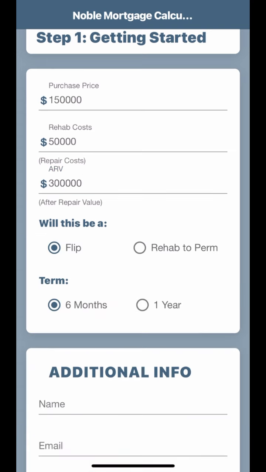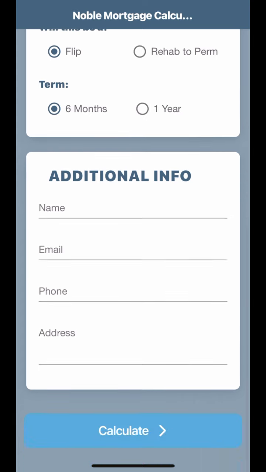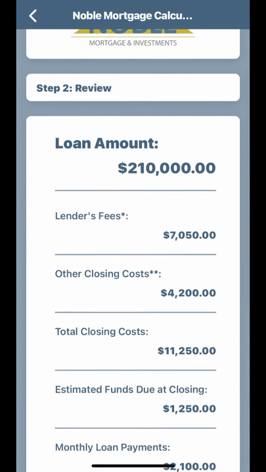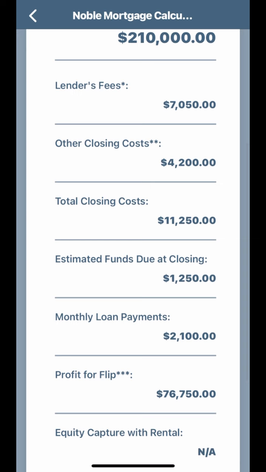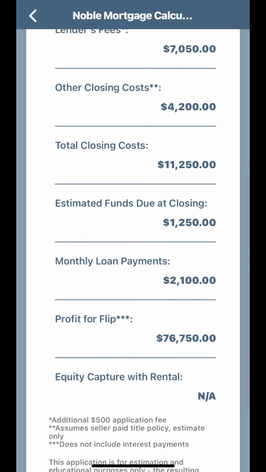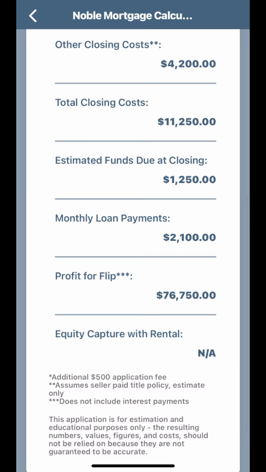I'm going to keep this on flip on a 6-month loan. You can put your information in these lines, and then you hit calculate at the bottom. Now you see all the numbers that it spits out. We have our loan amount, we have our lender fees, other closing costs, which total up to $11,250 of total closing costs. You have your estimated funds due at closing, your loan payments, and then what your profit would be on a flip. Had you done a rental property, it would show your equity capture in that rental property.